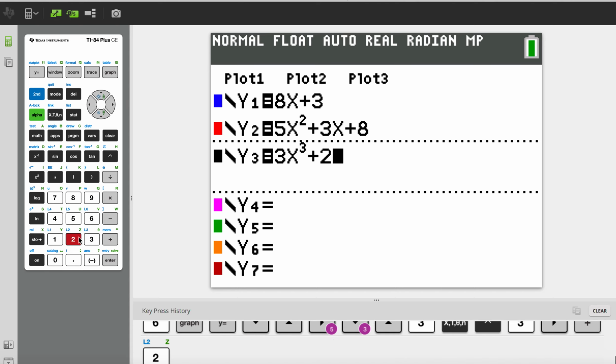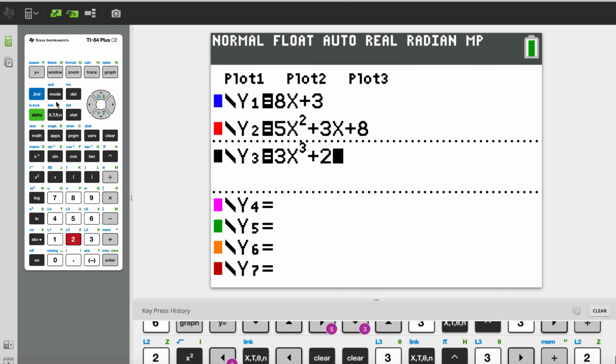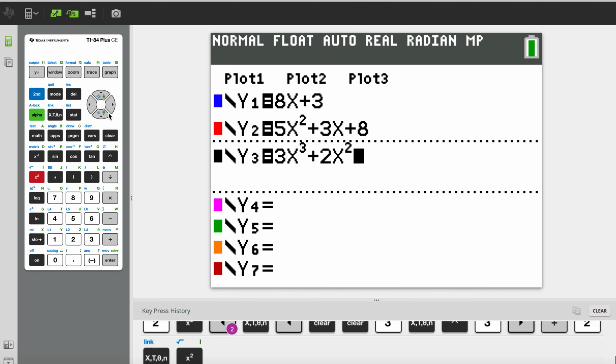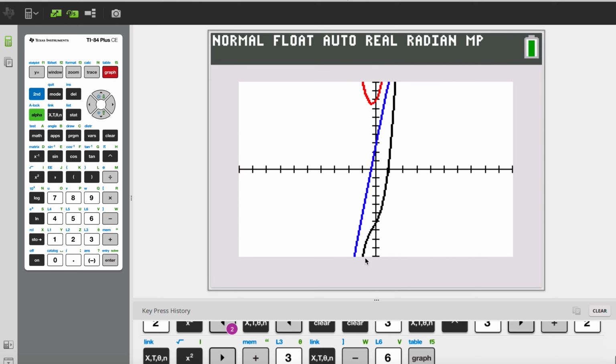And maybe let's keep it 2x squared. So 3x to the power 3, which is 3x cubed, plus 2x squared, plus 3x, minus 6. So this is an example of a cubic equation involving x to the power of 3, power of 2, and power of 1, and a constant. So if we graph it, we'll see a cubic graph.